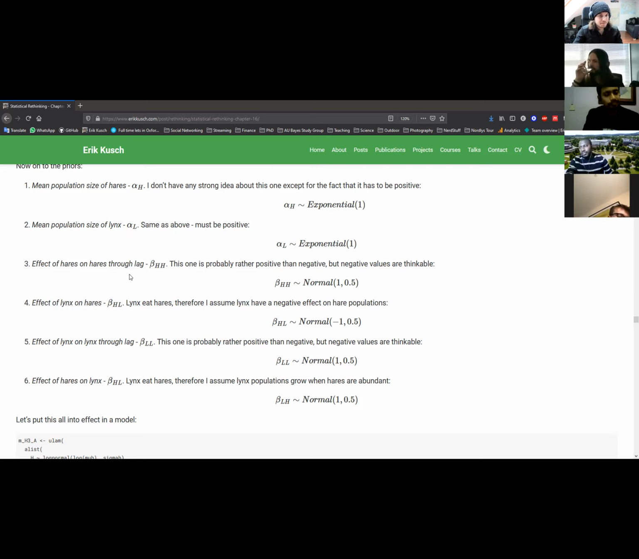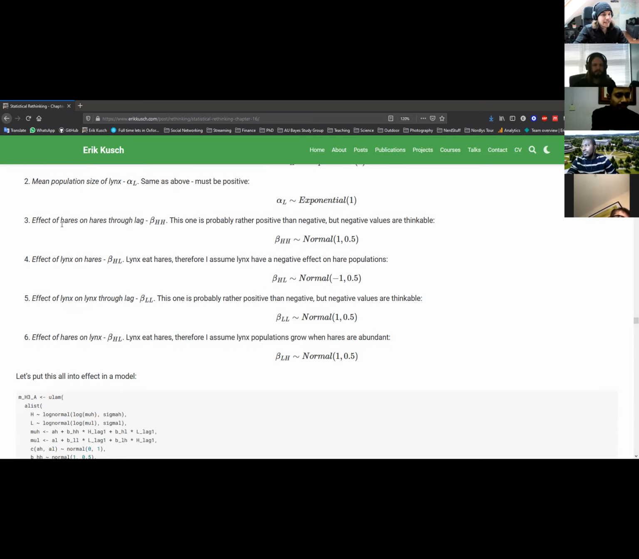So for my betas right here, I just thought that the effect of hares on hares through the lag should be positive, but not always. So that's why I use a normal distribution. It is thinkable that if there are too many hares, they will actually have a negative effect on the hare population size the next time step, because either they are overgrazing and then some starve, or because now the population is so big that it attracts a lot of lynx.